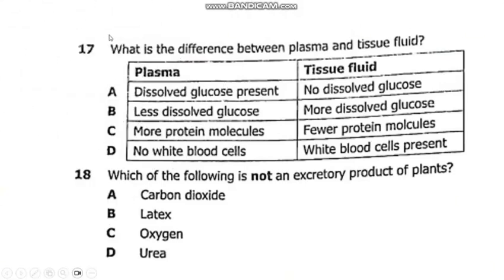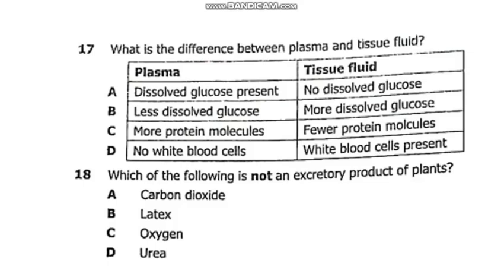The question reads, what is the difference between plasma and tissue fluid? A, plasma, dissolved glucose present. Tissue fluid, no dissolved glucose. B, plasma, less dissolved glucose. Tissue fluid, more dissolved glucose. C, plasma, more protein molecules. Tissue fluid, fewer protein molecules. D, plasma, no white blood cells. Tissue fluid, white blood cells present. So here we are looking at the difference that exists between plasma and the tissue fluid.